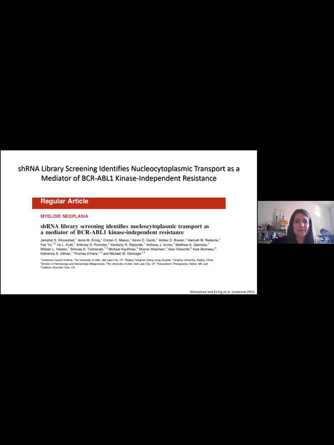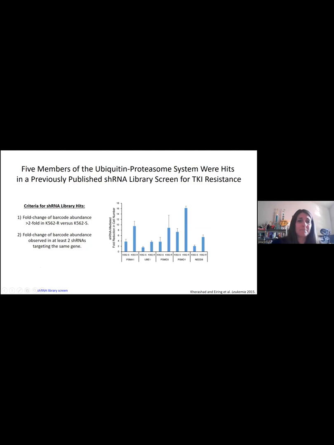We used this shRNA library screen to publish a role for nucleocytoplasmic transport as being critical to survival in TKI resistance. But there were many other genes that we noticed in the library. Importantly, 5 members of the Ubiquitin Proteasome system were hits in this screen, including PSMA1, UBE1, PSMD3, PSMD1, and NED8. The criteria for selection of these hits was a fold change of the barcodes for each shRNA greater than 2-fold in our TKI resistant K562 cells versus the wild type parental TKI sensitive controls. And each gene had to be targeted by at least 2 or more shRNAs targeting the same gene. Today I'm going to be focusing on PSMD3 and PSMD1 in myeloid leukemias.